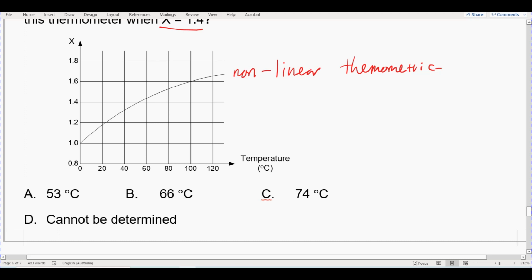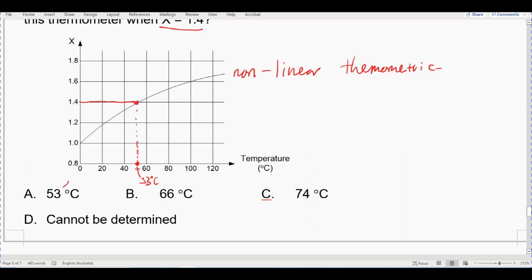So when you try to draw a line over here, you see, when it's 1.4, the temperature is around here, which looks a little bit greater than halfway between 40 and 60. So that means it's something greater than 50. So the closest answer would be 53.